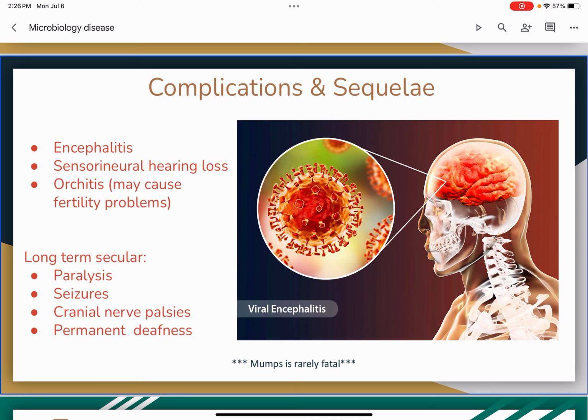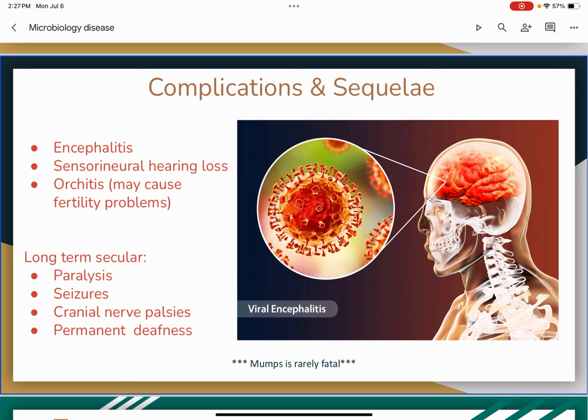are encephalitis, which is the inflammation of the brain, sensorineural hearing loss, and orchitis. Orchitis is the inflammation of the testicles in males, and it can occasionally affect fertility. In rare cases, patients may develop long-term sequelae such as paralysis, seizure, cranial nerve palsies, hydrocephalus, or permanent deafness.